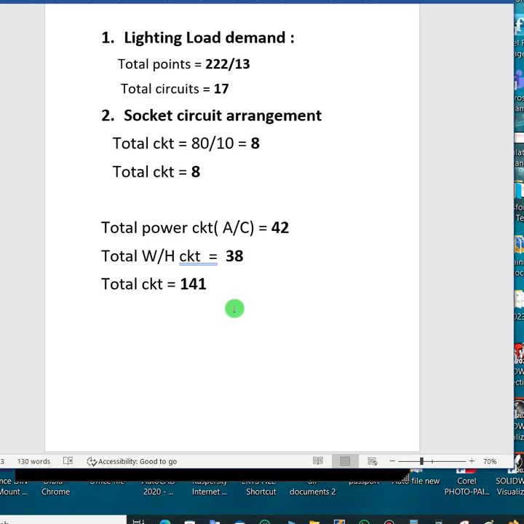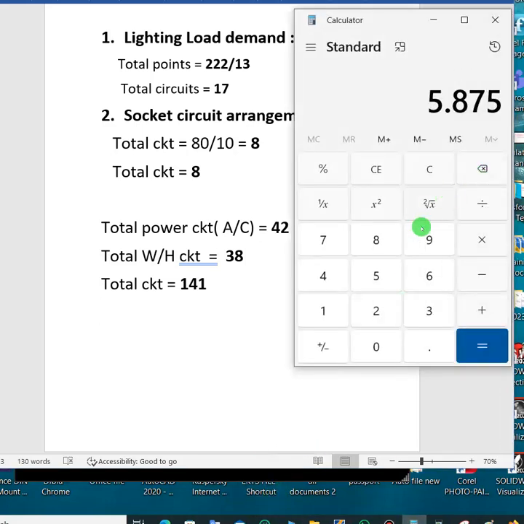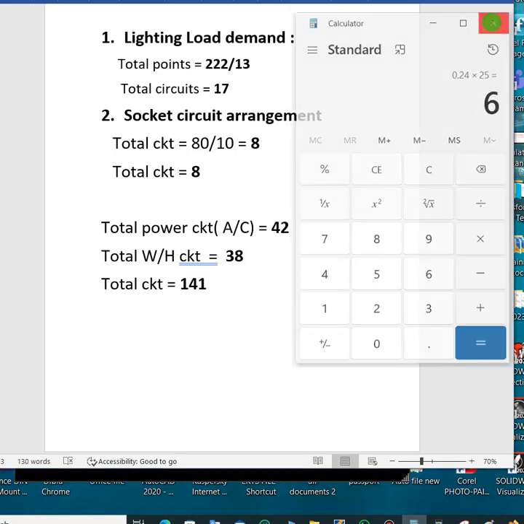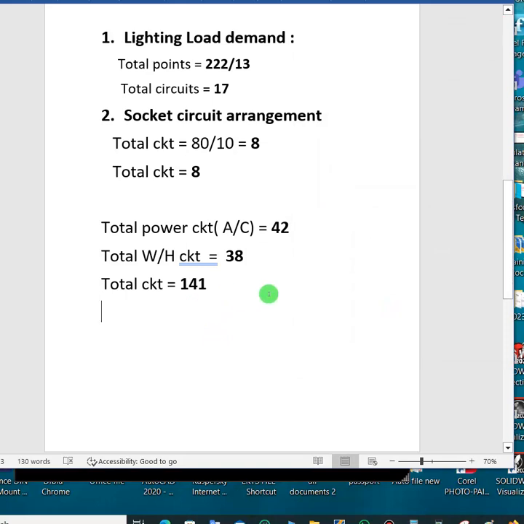How do I go? So what you're going to do is this: get your 25%. If we have 24, we're going to say divide by 100 times 25. It's going to be 6. So if we have 24 breakers, you're going to use only 18 out of 24. So 6 breakers are going to be spare.